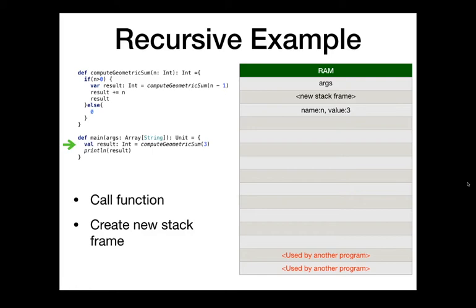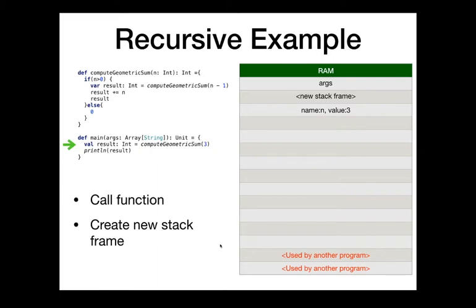I want to compute the geometric sum of 3. Geometric sum is the sum of all the values 1 to n. So of 3, I should be summing 1 plus 2 plus 3. That's what this method should be doing, and I expect this to be returning 6 to me. So let's step through. I claim that this will return 6.